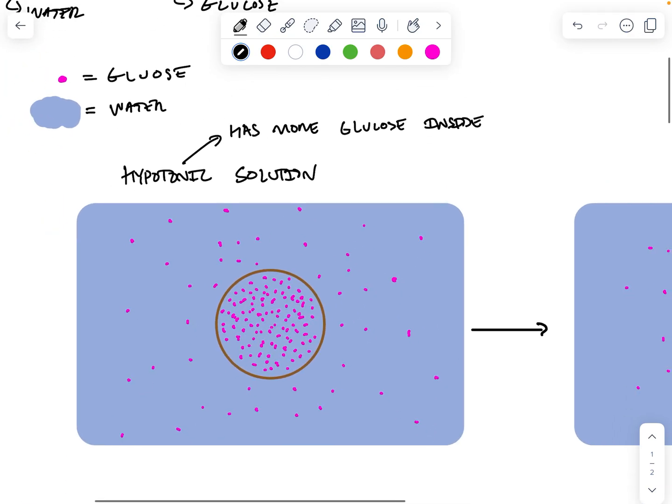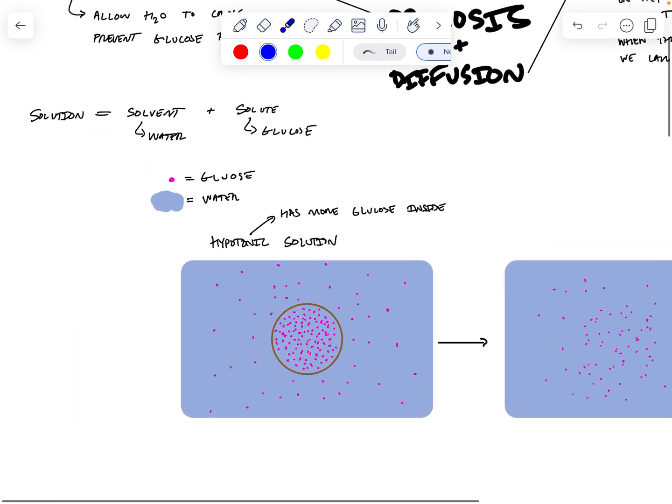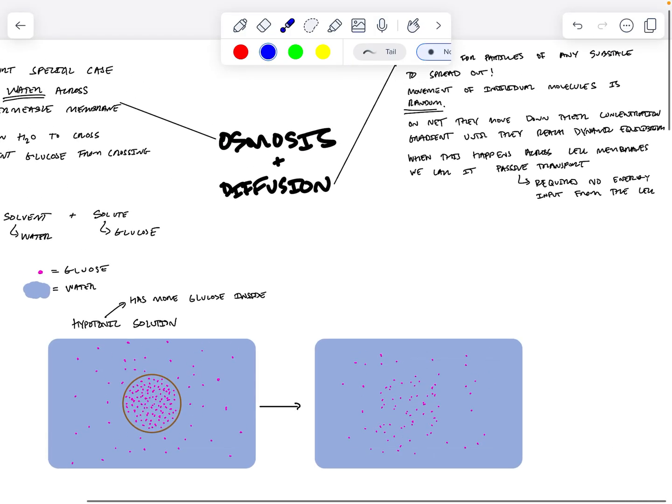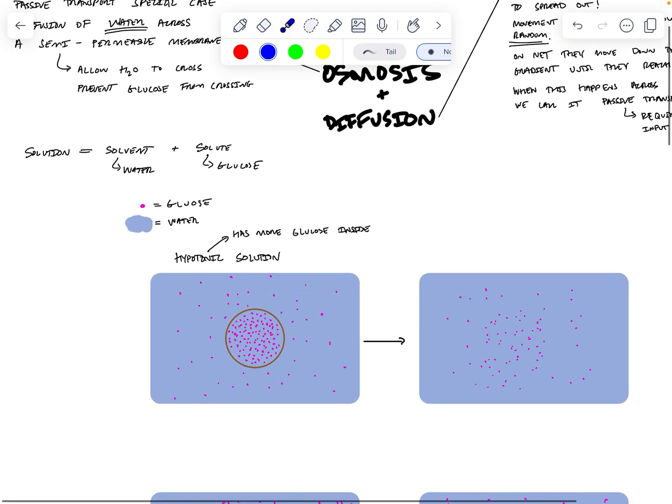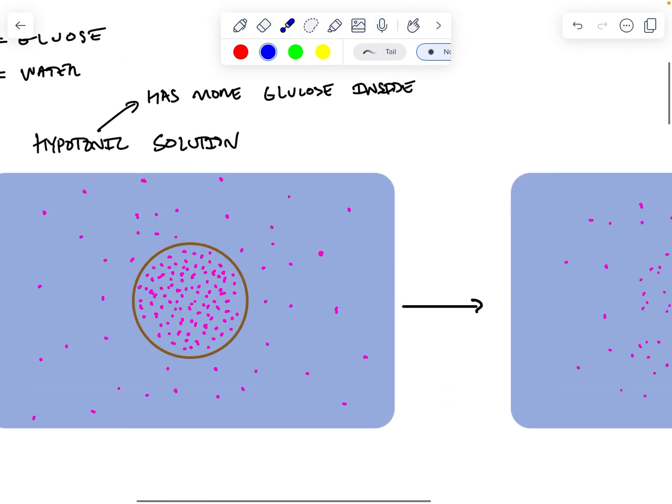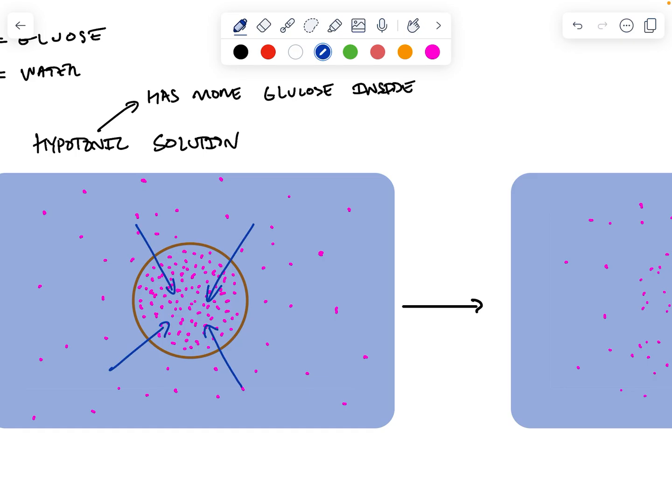Okay, so in this situation where there's more glucose inside, the concentration of the solution inside is greater than the concentration of the solution outside. This solution wants to be in dynamic equilibrium, with equal concentration of glucose to water inside and outside. Glucose can't move across the cell membrane. Only water can move. So what happens in this situation is that water rushes into the cell.